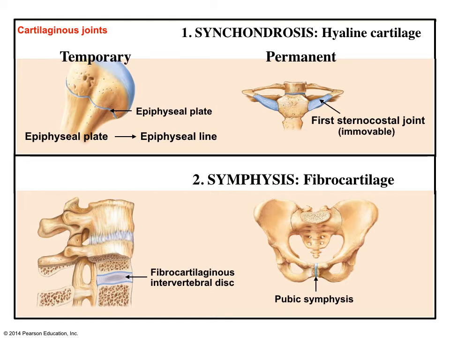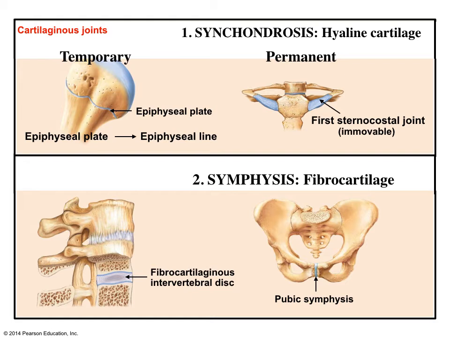These plates are known as epiphyseal plates. When they become replaced by bone, these plates are no longer present and they're known as epiphyseal lines. The only example of a permanent synchondrosis would be the first sternocostal joint.